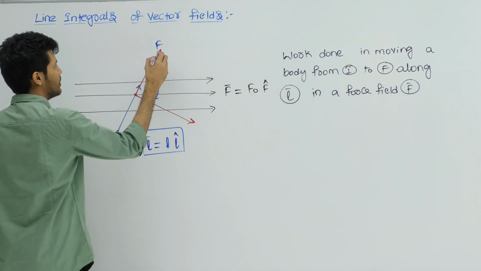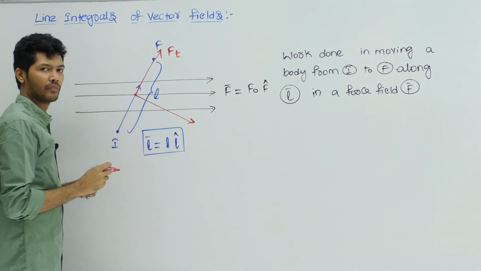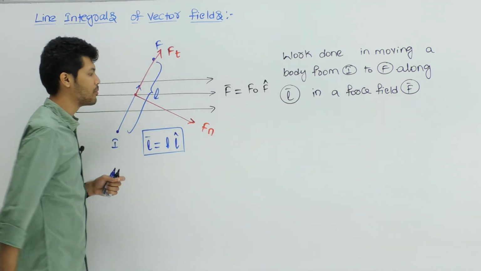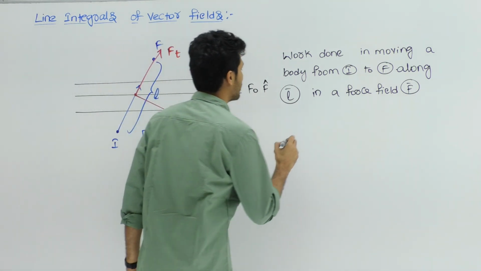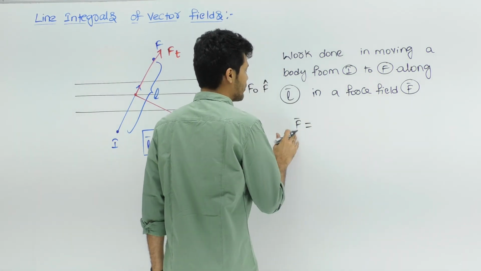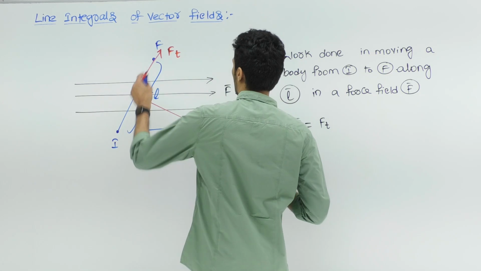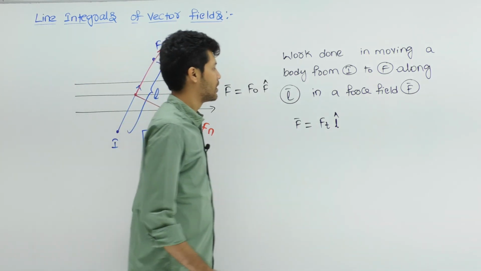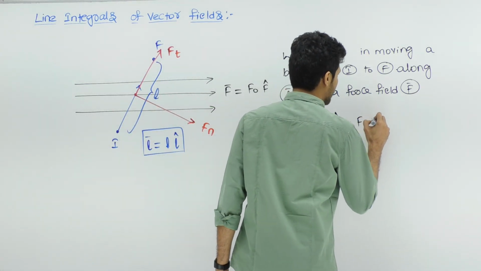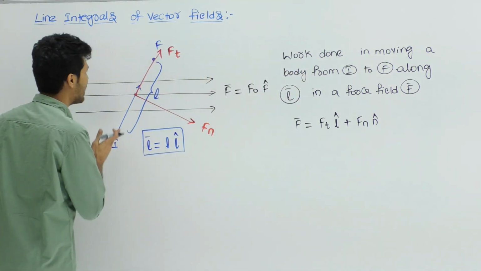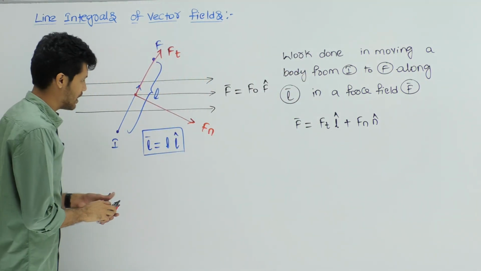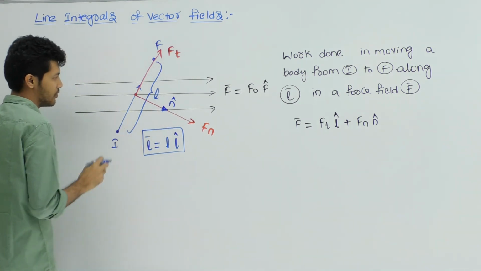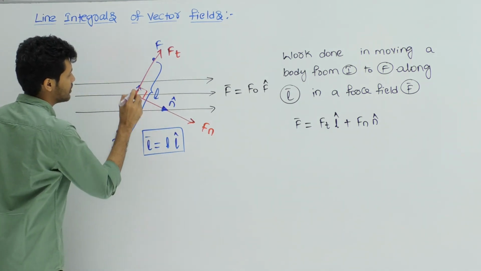What can you call this component now? I will call this component Ft, which is tangential to this particular path, and the other component is Fn. So we can write the vector F bar as F bar is equal to Ft in the direction of L cap, that is in the direction of the path, plus Fn n cap. Let us say perpendicular to this L cap we have one more unit vector, which is n cap. In such a way, the angle here is 90 degrees.